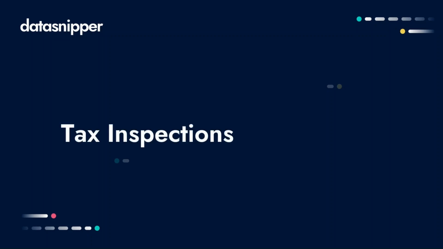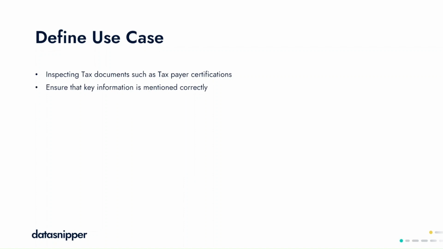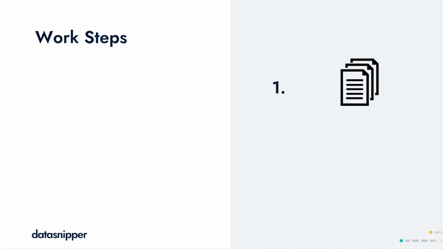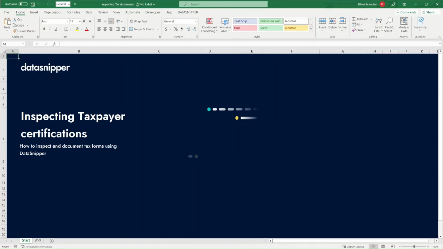In the tax inspections use case, we'll be inspecting various tax documents, such as taxpayer certifications, where we want to ensure that the various key information is mentioned correctly. We want to avoid manual typing and allow for an efficient review process by using DataSnipper. We'll start off by obtaining the relevant documents and importing them into DataSnipper, where through snipping we can very quickly extract the necessary information. These objects for inspection can be verified either through the validation snip or exception snip, which we will showcase in this file.